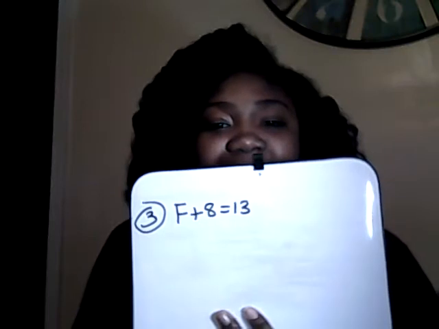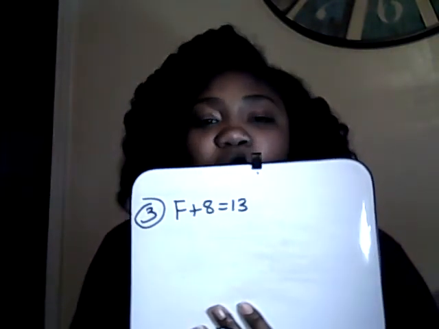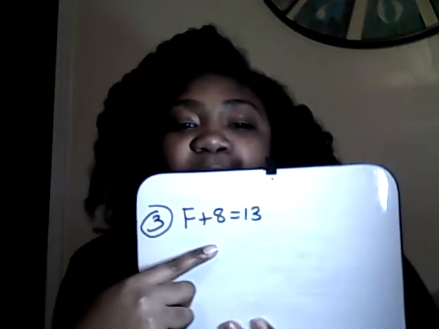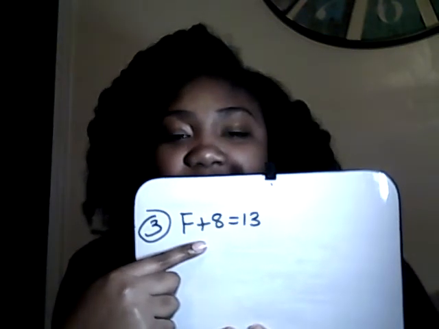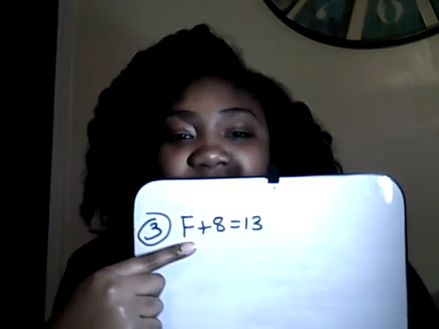Number 3. F plus 8 equals 13. F plus 8 equals 13. So this is set up more like the way you will see some problems like number 1 and 2, but for the most part you do see the equations looking like this, which is the way I prefer. I don't know, I just like seeing it this way so much better. It's less confusing for most people as well.